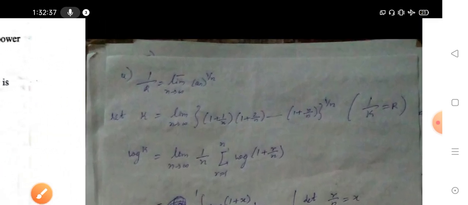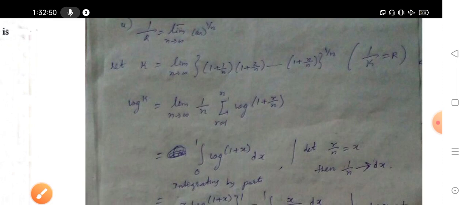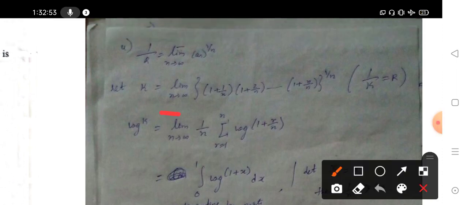Here, first, how do we find the radius of convergence? This is the formula for the radius of convergence: 1 upon r equals limit superior as n tends to infinity of |a_n| raised to 1 upon n. Let k equal the limit as n tends to infinity of the product (1 plus 1 upon n)(1 plus 2 upon n) up to (1 plus n upon n), all raised to 1 upon n. Here 1 upon k equals r. Taking log on both sides, log k equals the limit as n tends to infinity of 1 upon n times the sum of log (1 plus r upon n).